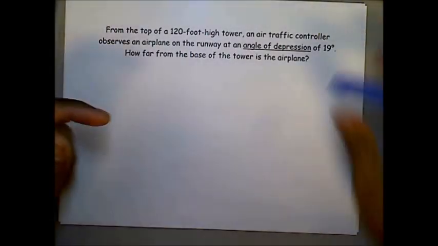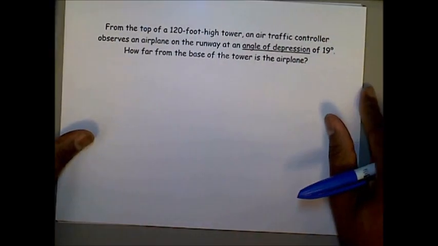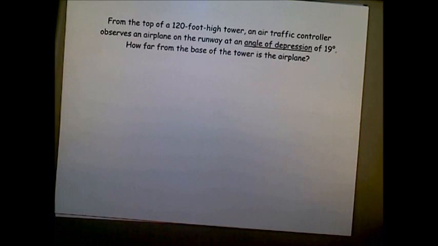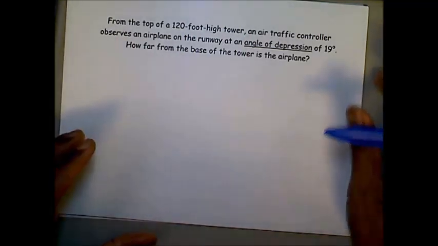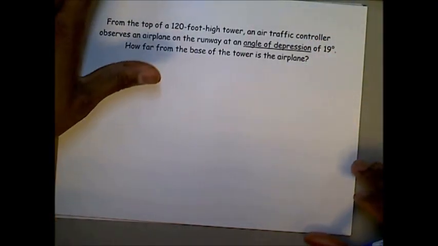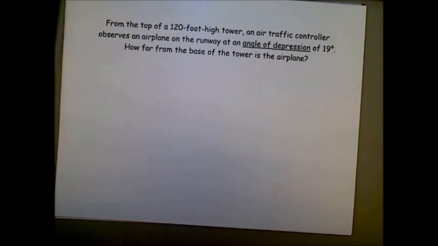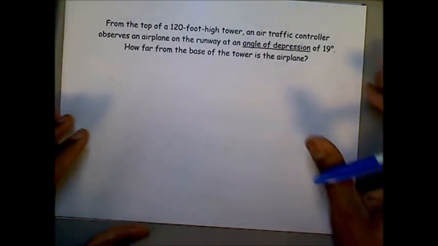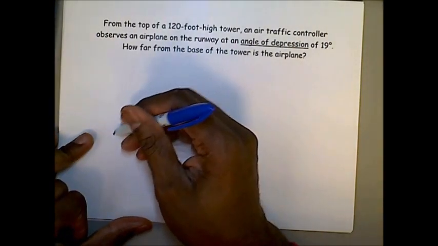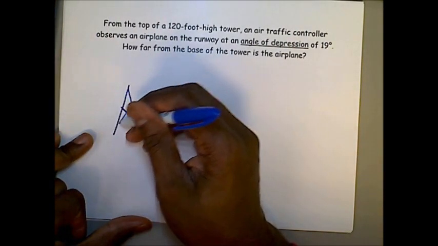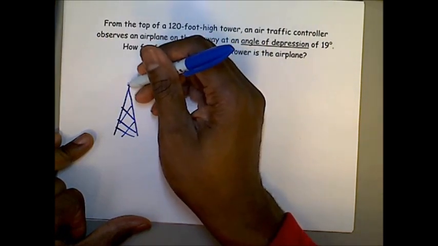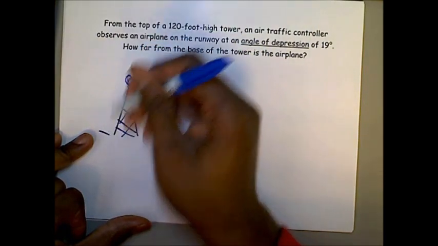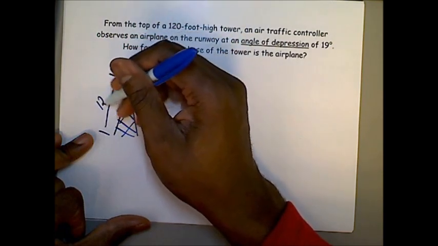Our next example will be as follows. From the top of a 120-foot tower, an Air Force controller observes an airplane on the runway at an angle of depression of 19 degrees. How far from the base of the tower is the airplane? So, like always, draw myself my picture. So, I've got a 120-foot high tower, a tower like this. Regardless, that tower is 120 feet.